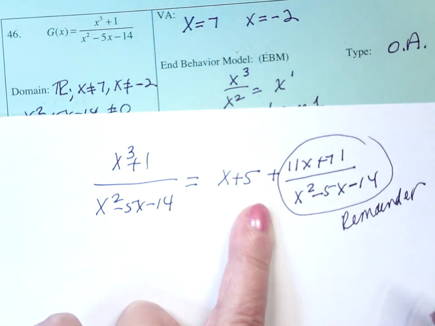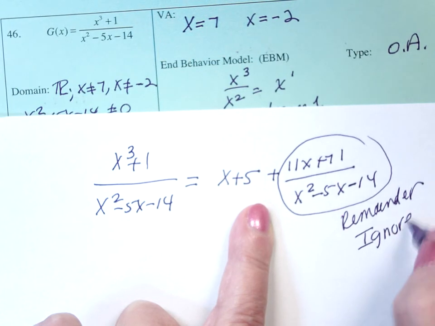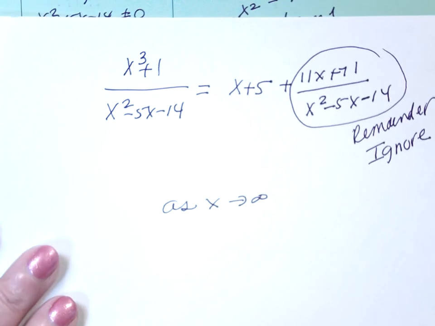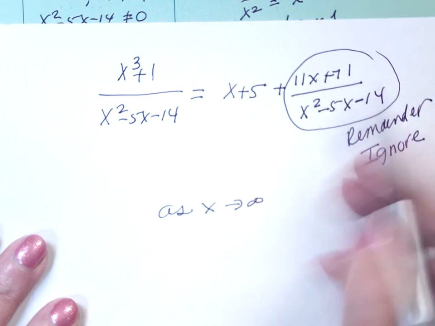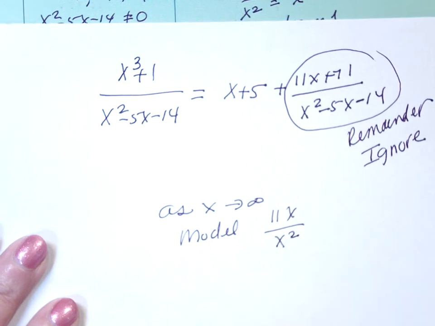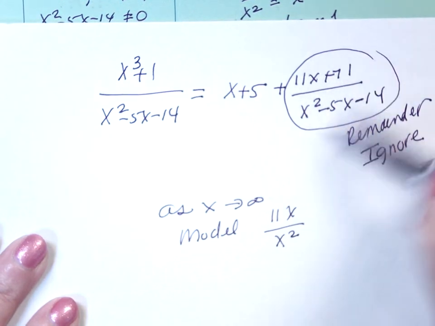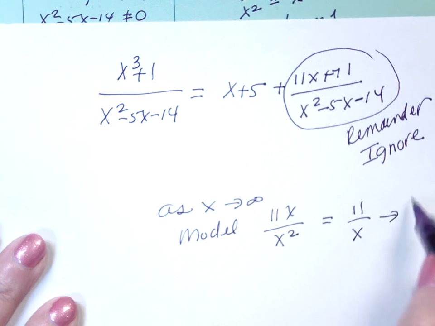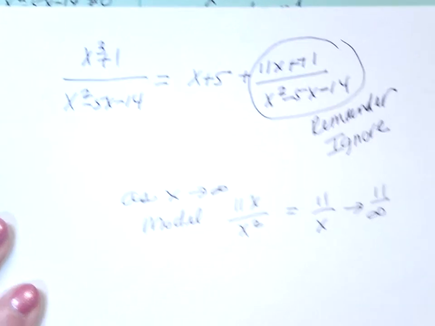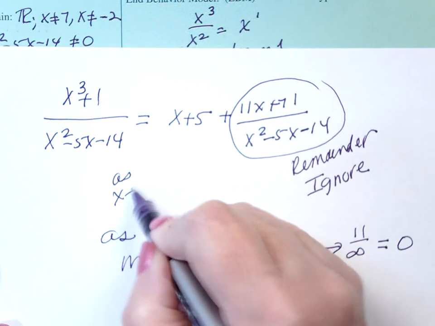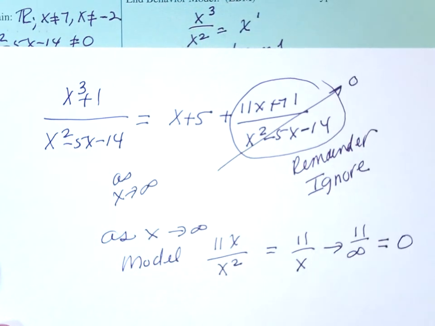And what I'm saying is we can ignore this. And you're going to say, well, why? As x goes to infinity, what am I going to end up having? My model is 11x over x squared, because as x is very, very large, who's in control? The power functions are, which is 11 over x, which goes to 11 over infinity, and 11 over infinity, for all intents and purposes, is what? 0. So as x goes to infinity, this whole thing here goes to 0.